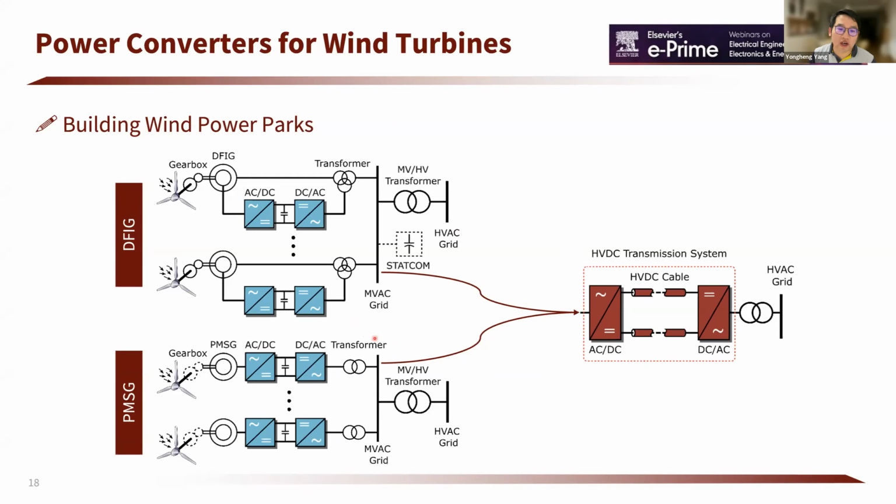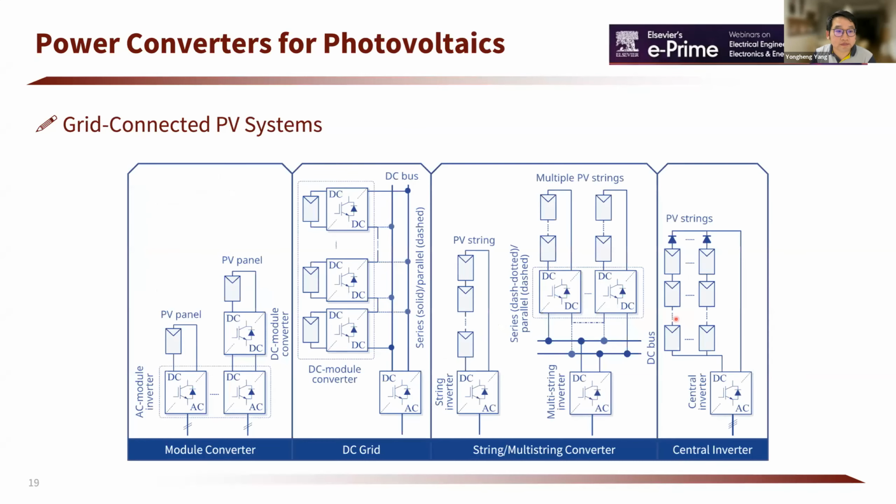And if you have such higher power, typically those wind parks are offshore wind turbine systems. Then you want to transfer this offshore energy to onshore systems. Then you use HVDC technologies, high voltage DC transmission systems, to achieve the electricity transmission. Yeah, that was about the power converter technologies for wind.